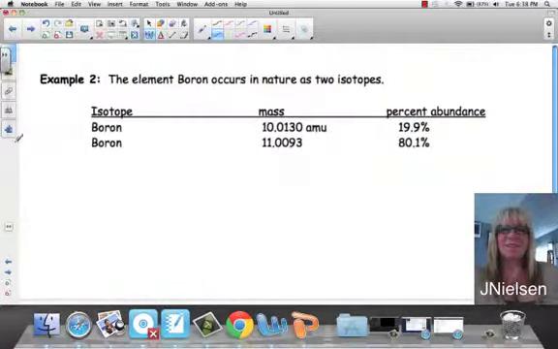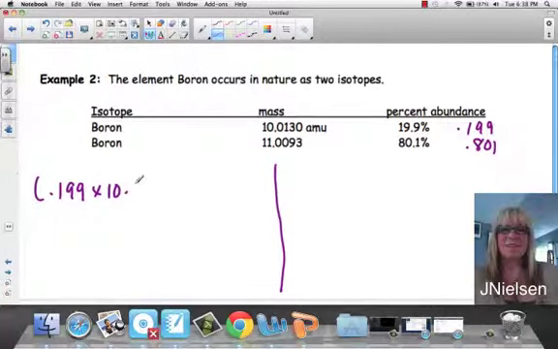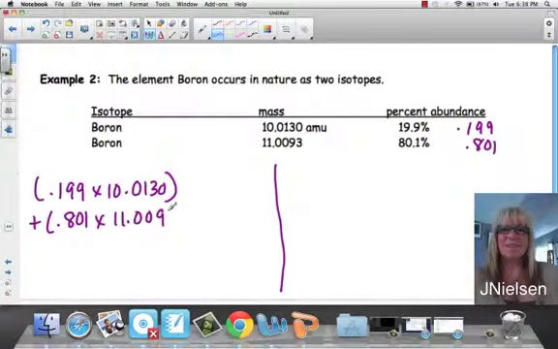Let's do one more. Boron. We have 2 isotopes. I have 2 ways that I can do this. 0.199 is out of percent and 0.801. So I can set it up this way. 0.199 times 10.0130 plus 0.801 times 11.0093, and I can add that up. And if you do this correctly, you should get 10.81.